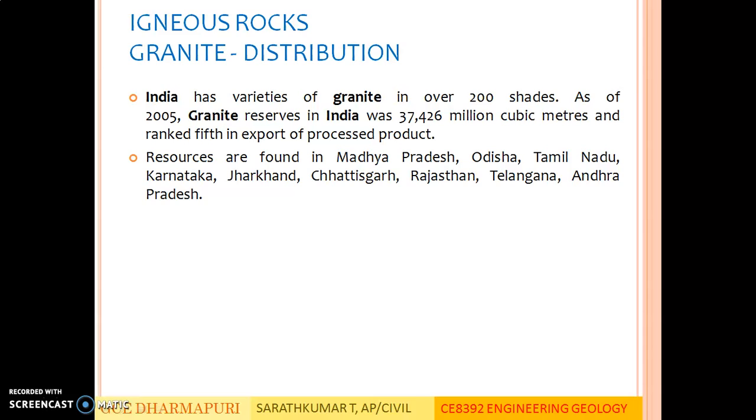Igneous rocks, granite distribution. India has varieties of granite in over 200 shades. There are 200 types of granites; you can differentiate 200 types of granite in India. As of 2005, the granite resource in India was 37,426 million cubic meters and ranked 5th in export of processed product. Of all the world's granite production, India ranks 5th with 37,426 million cubic meters of granite.